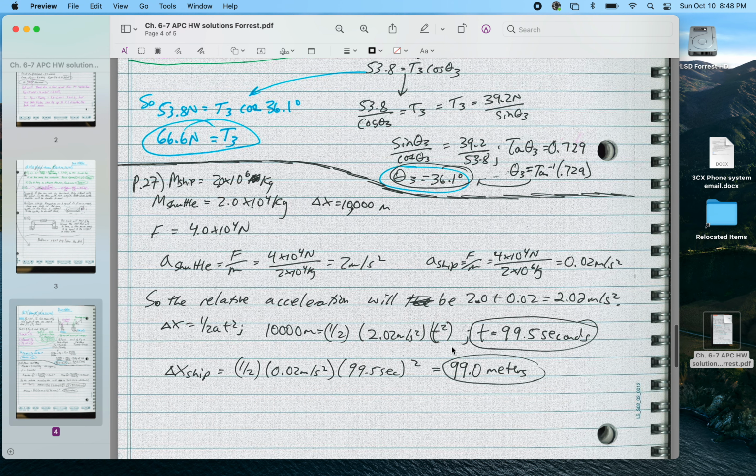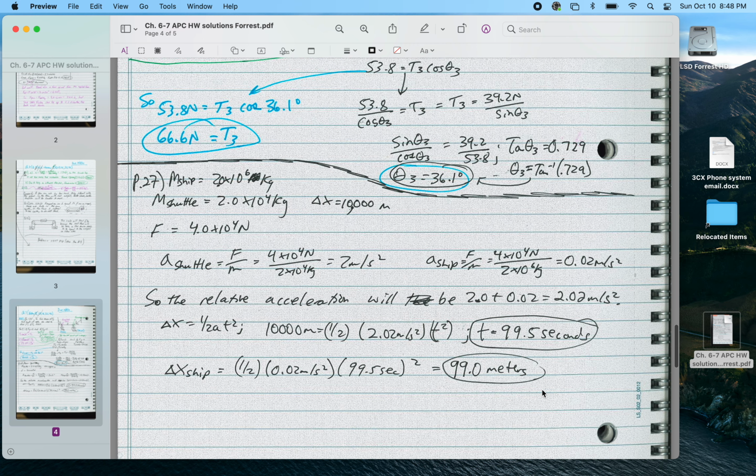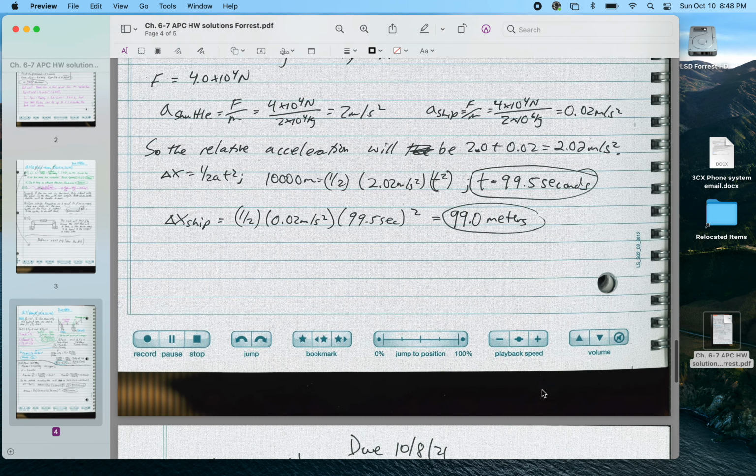This one was a little sneaky. You would think it would just be 2 meters per second squared, but there is an acceleration on the larger ship because forces are interactive. So it means it's a slightly different answer than you'd expect if you just plugged in 2 meters per second squared for the acceleration. So a little tricky.